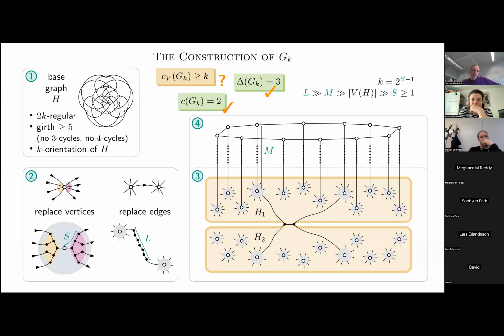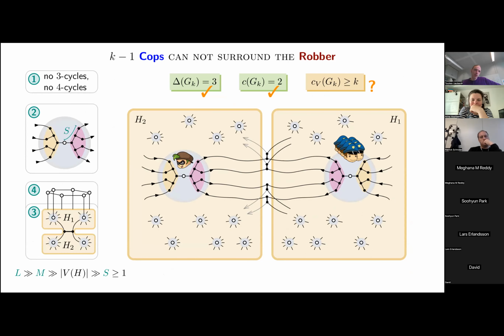Okay, in order to do this, let me tidy up a little bit. This was all that we need from step one. This was no triangles, no four cycles. We didn't use this before, and this is needed now. And this was the essential part that you have to remember from step two. We have these binary trees here. And step 3 and 4 basically look like this.